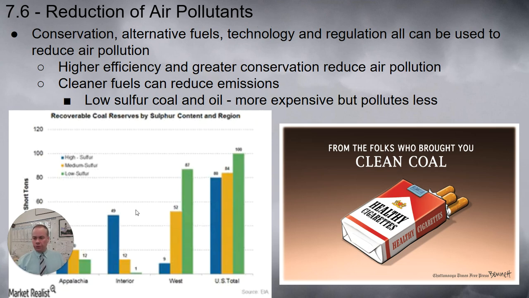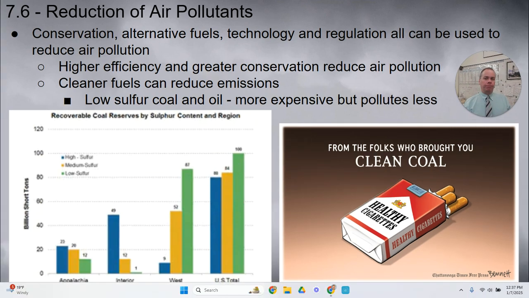And so to reduce those air pollutants, one idea to consider is energy conservation. So if we can conserve energy and be more efficient in our use of some of these fuels, then that's going to lead to a reduction in the air pollution that's released. Using alternative fuels, cleaner fuels, and using technology and regulation, all of those things can help to reduce air pollution.